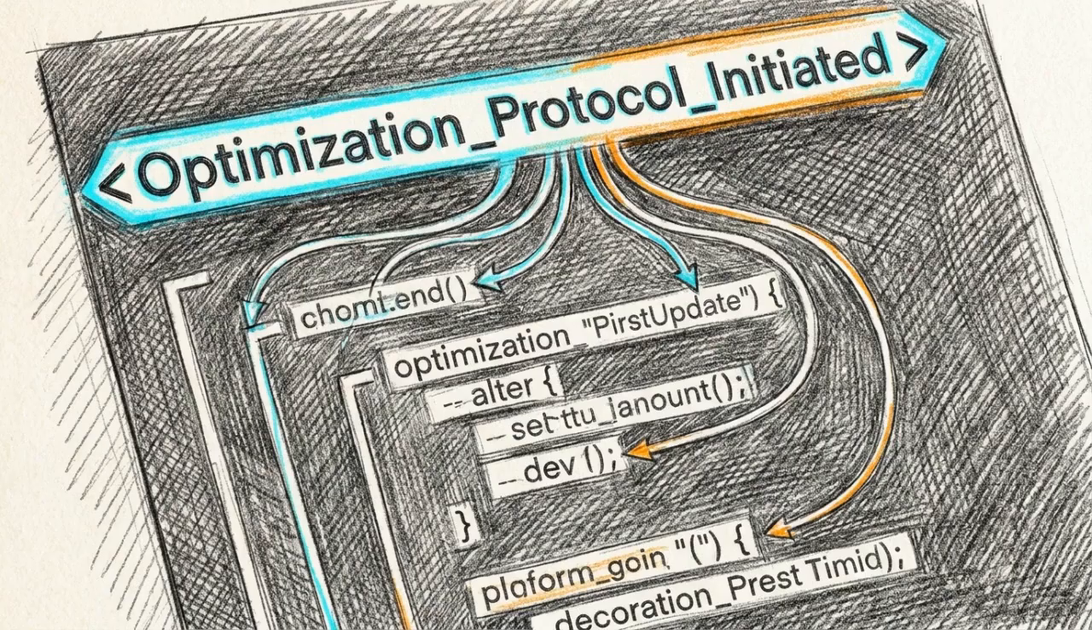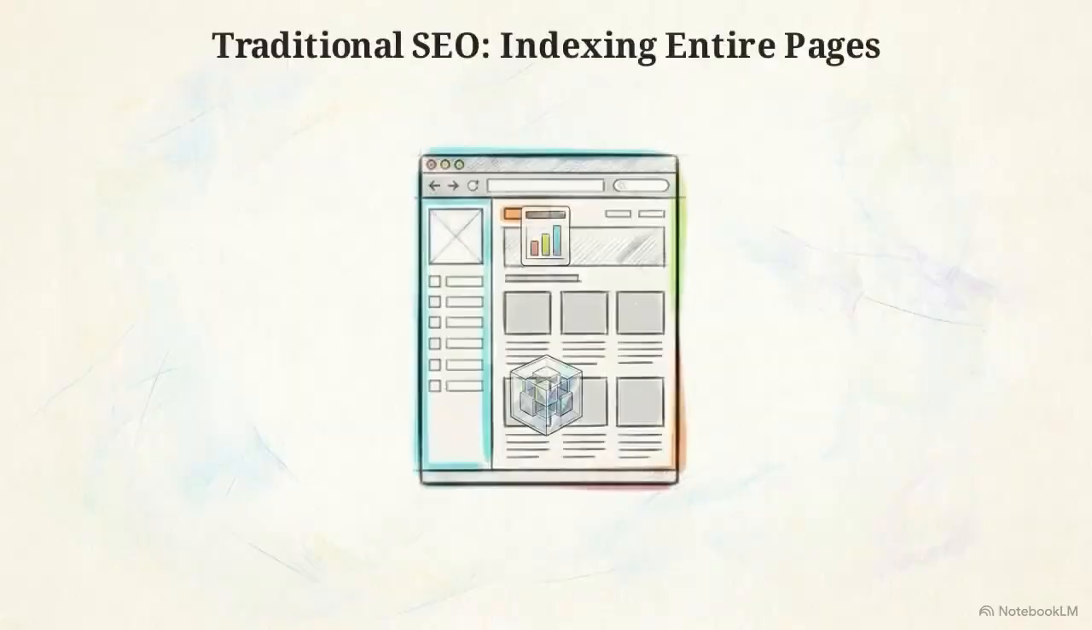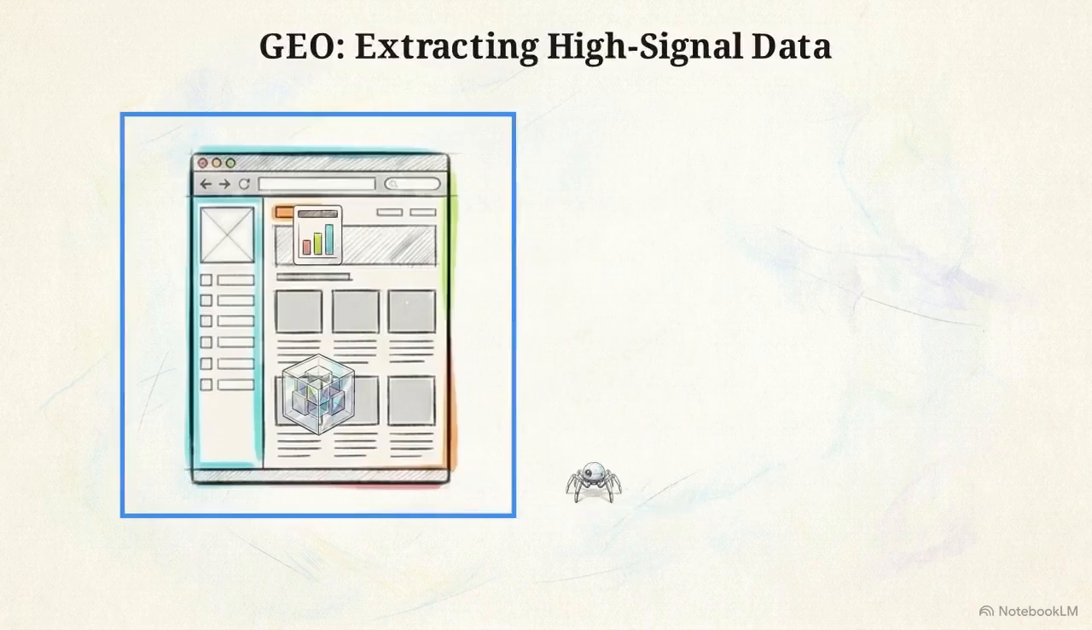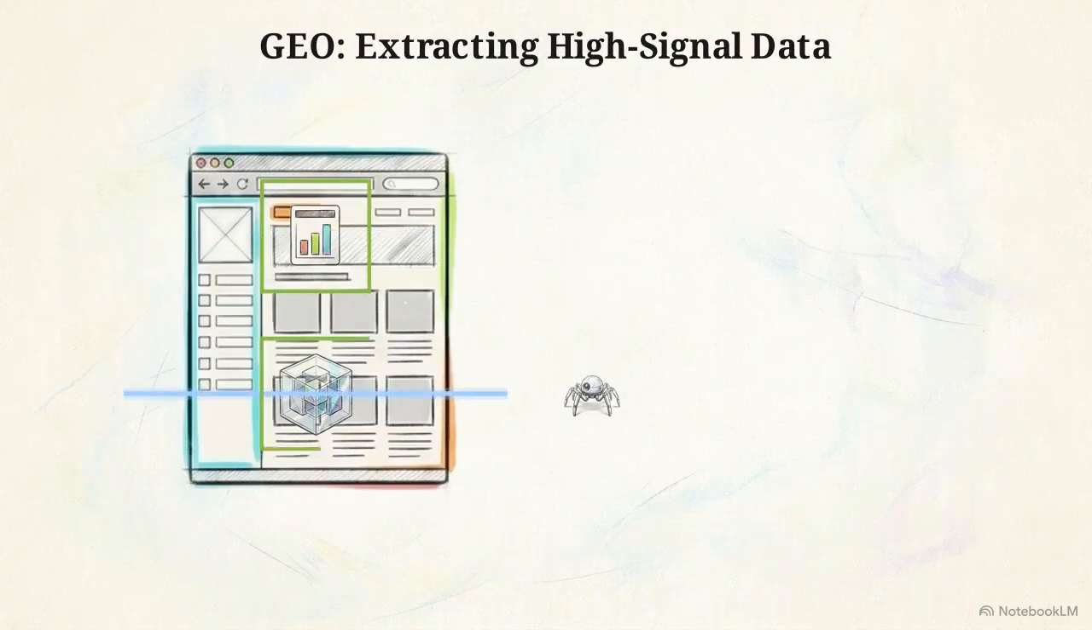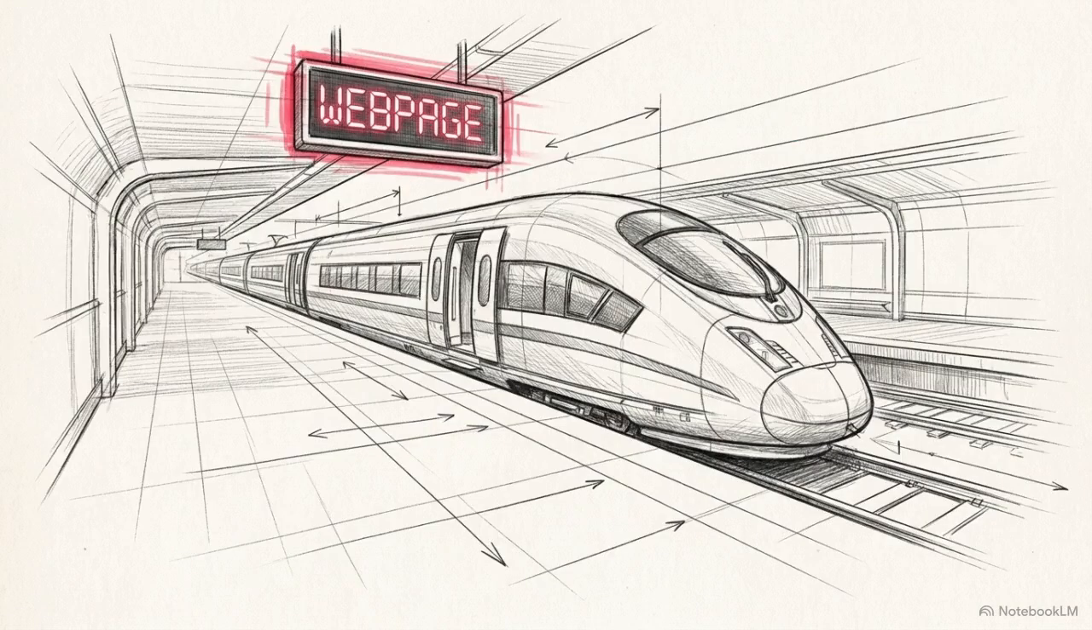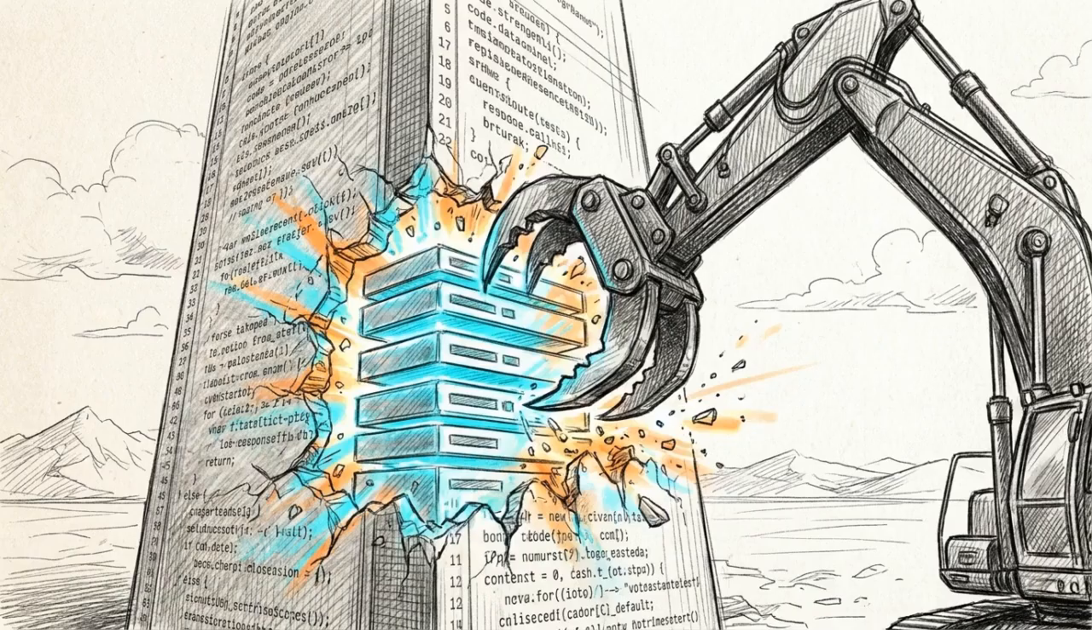Adapting to this environment requires Generative Engine Optimization, or GEO. Traditional SEO was built to help web crawlers index and rank entire pages. GEO is designed to help large language models extract specific data points. Generative engines do not treat a web page as a final destination for a user. They treat it as a quarry of raw material to be mined.